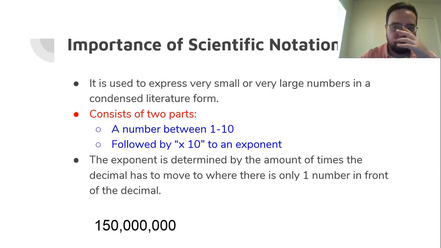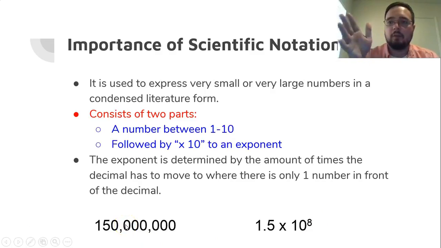So, for example, if I take 150 million, we know that the decimal is way down here at the bottom, after the last zero. But the scientific notation for 150 million would be 1.5 times 10 to the 8th. So what I did was take this decimal and count 1, 2, 3, 4, 5, 6, 7, 8. And I put the decimal right in between the 1 and the 5, where there's only one number on the left-hand side of the decimal, and the exponent comes from the number of times I had to move the decimal over.